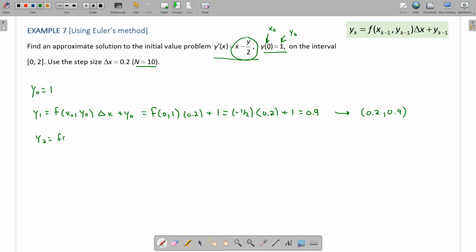So this one would be f of x sub 1, y sub 1, times delta x, plus y sub 1, which means it is f of the previous x, which would be 0.2, the previous y, which is 0.9, times 0.2 again, plus the previous y again, so 0.9. All right, if you evaluate that, you should get a slope, I believe, of, give me 1 second. Looks like negative 0.25.